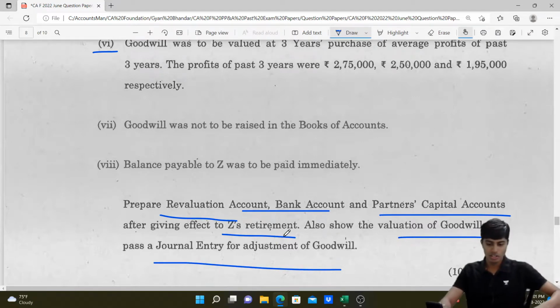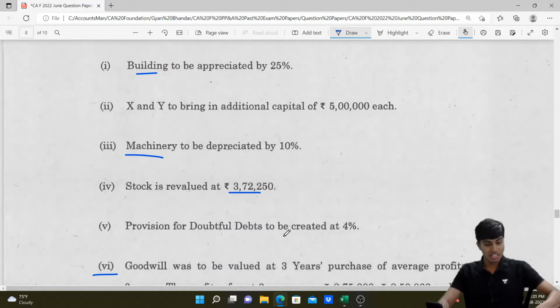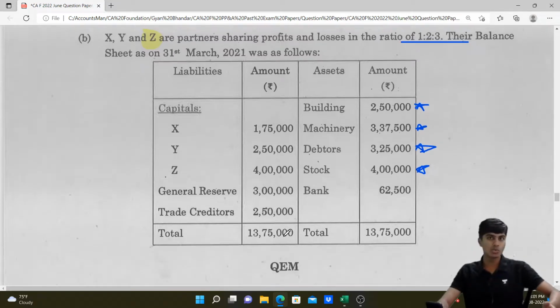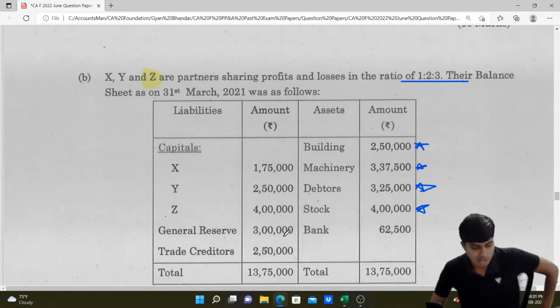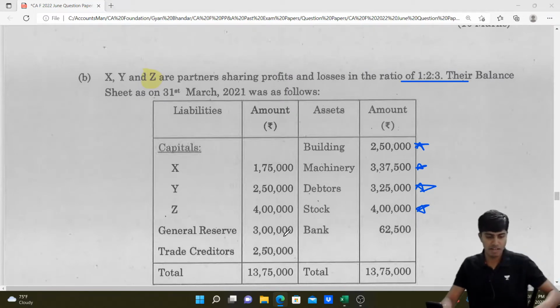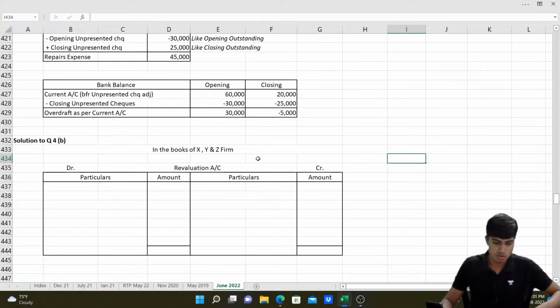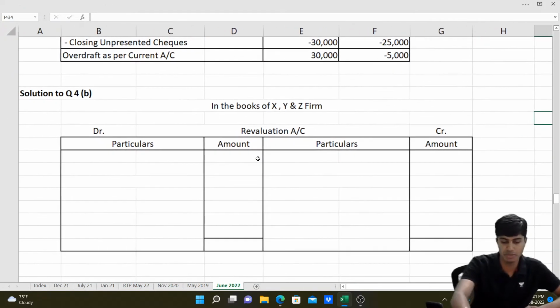Let's do it all. So it's a 10 marker. Trust me, this is a lottery question. You should be really happy for a question like this. Simple, sweet, not any difficult adjustment. Come on, let's start. In the books of X, Y, and Z partnership firm.